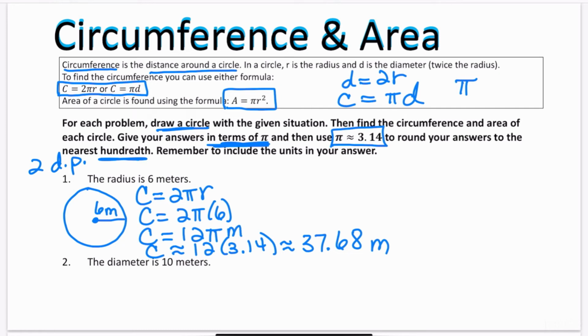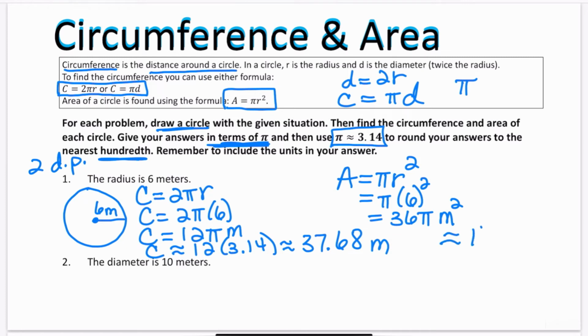So that's the circumference. The area formula is pi radius squared. In this case, the radius is 6. 6 squared is 36. So the area is 36 pi meters squared. I know it looks weird because we have a symbol and we have the meter squared, but that's the answer. And then if I multiply 36 times 3.14, then that means that my answer is approximately 113.04 square meters. And that is going to be rounded to the nearest hundredth.